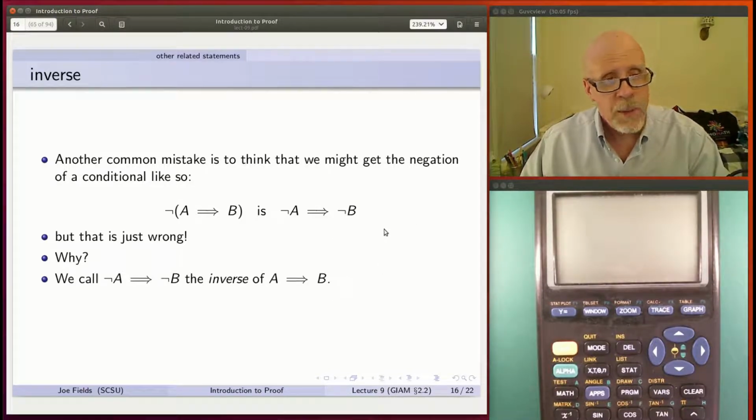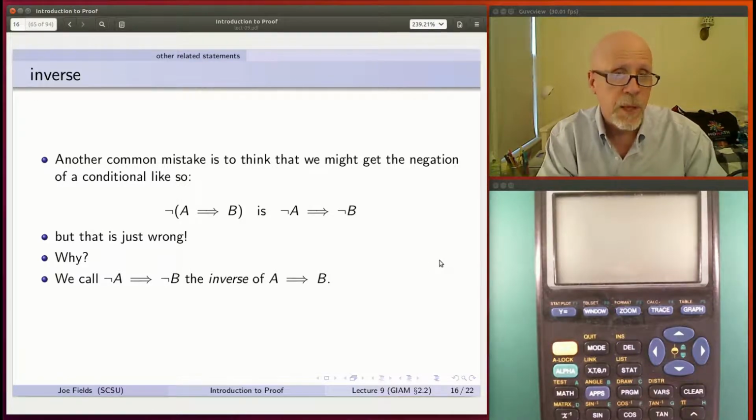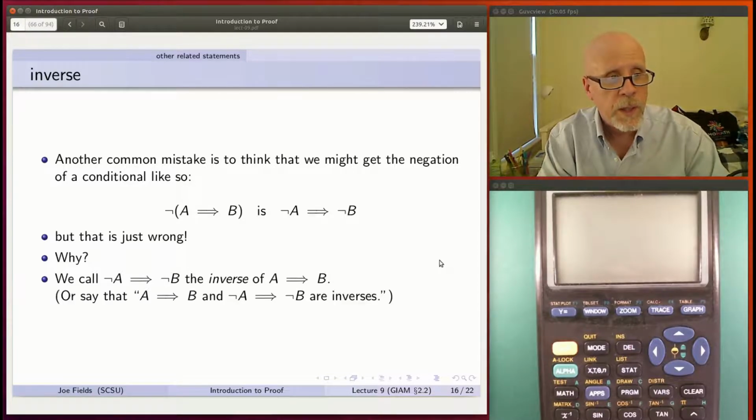Well, even though they're not the same, this idea of sort of distributing the not across the parts of the conditional is a common enough thing to see that people came up with a name for it. So it's known as the inverse. Or you can equally well say A implies B and not A implies not B are inverses of one another.